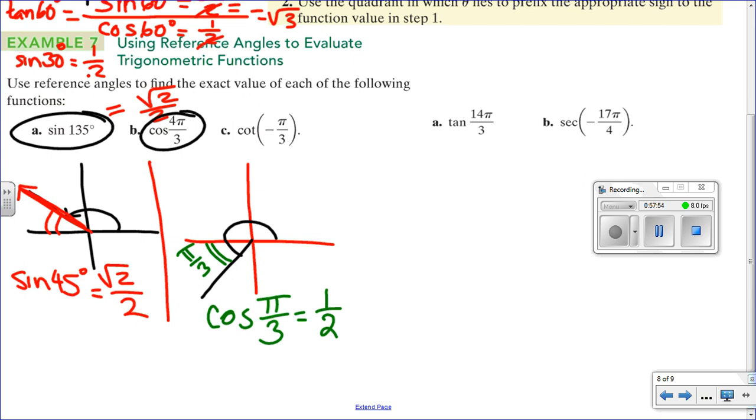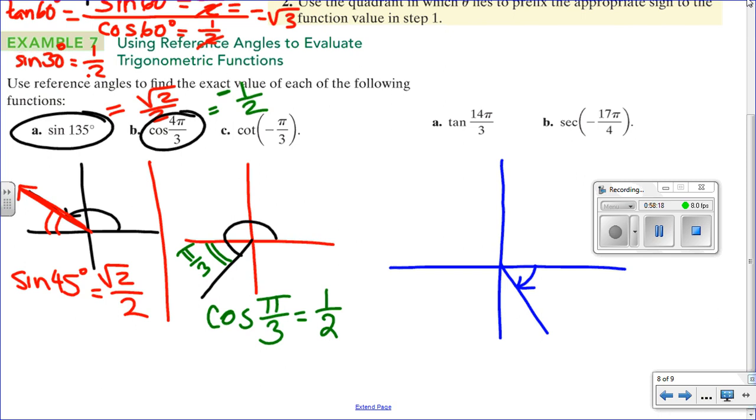So what is the cosine of 4 pi over 3? It's also going to be 1/2, but is it going to be positive or negative? Because the x's are negative here, we need a negative sign. Okay, the last one is cotangent. Negative pi over 3, so we go in the negative direction, pi over 3, it's right there.